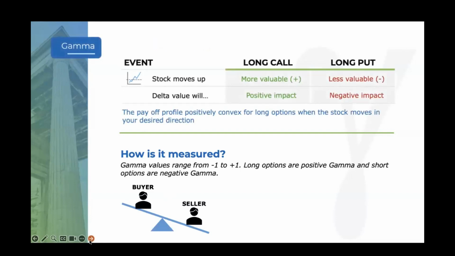And we'll break that down more. So in the event that a stock moves up, makes the long call more valuable, it will have a positive impact on delta, because that's getting us to our destination. The long put is going to be less valuable, so it's going to have a negative impact, meaning the payoff profile is positively convex for those long options because it's moving in your desired direction.